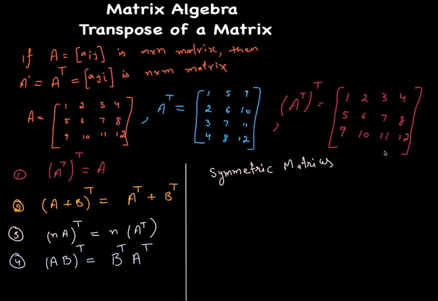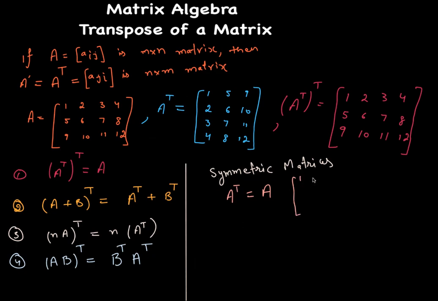So symmetric matrices are matrices where the transpose of a matrix is equal to the original matrix. So we have a matrix A and we find the transpose of A, and if both are equal, then we call those matrices symmetric matrices. For example, let me write down one over here.